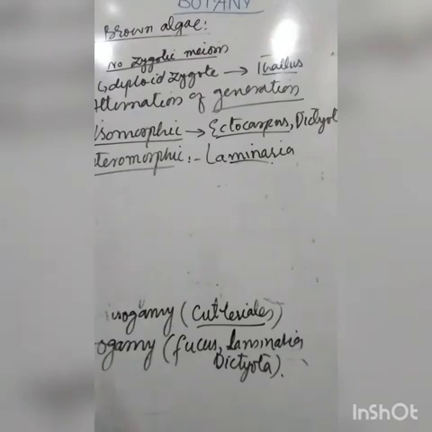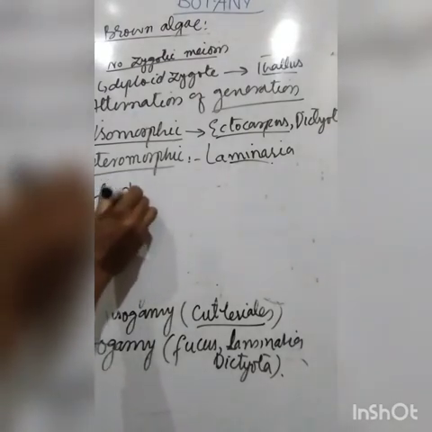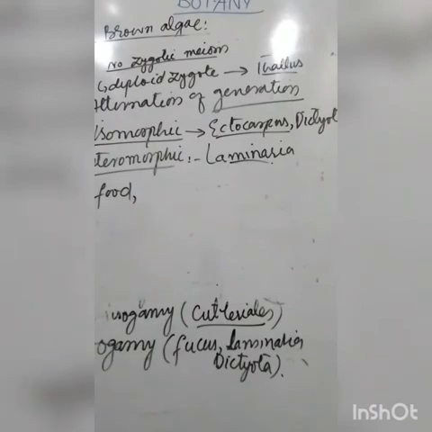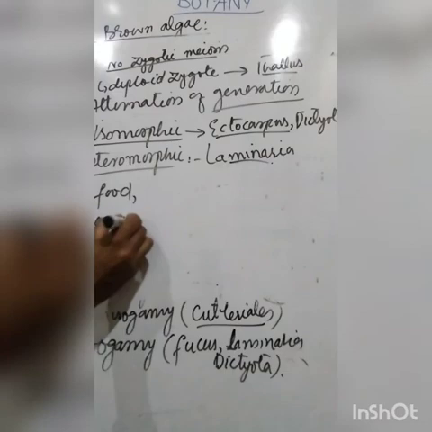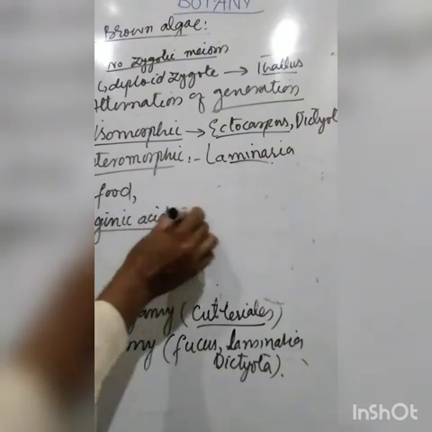And these brown algae are mostly used as food. Like last time we said, Laminaria is used as food. Macrocystis or Sargassum is used as well as fodder. And among the phycocolloids, alginic acid is derived from Laminaria, Fucus, Ascophyllum, etc. It is a polysaccharide and it yields alginate, which is of commercial use.